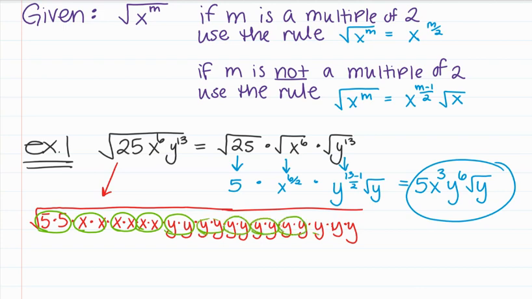Pairs of factors. If I have a pair of 5s, then I know when I square root it, I'm just going to get a 5 left. I have a pair of x's here, a pair of x's here, a pair of x's here. So that's 1, 2, 3. So that's x to the third. Then for the y's, I have 1, 2, 3, 4, 5, 6 pairs of y's. So that's y to the 6th. And then I have one little lone y left over. That stays under the radical. Same exact answer that we got before.